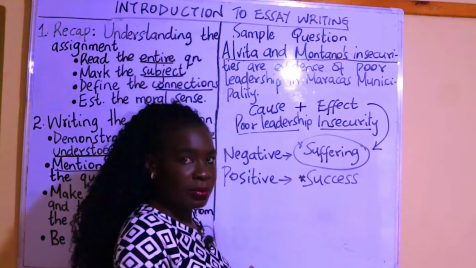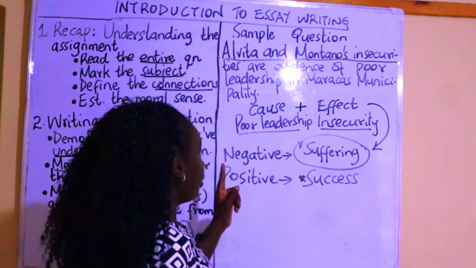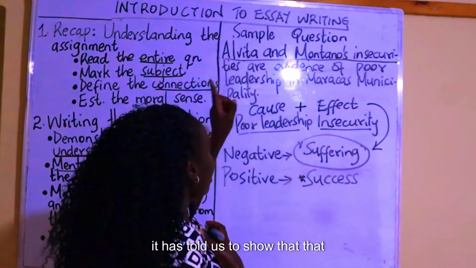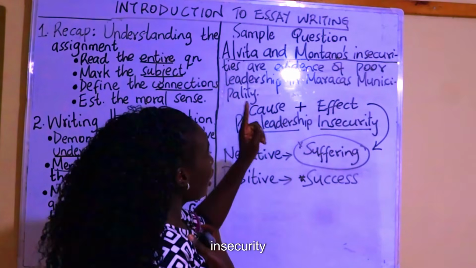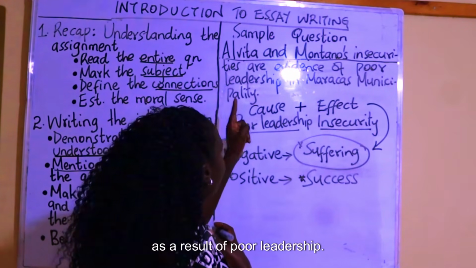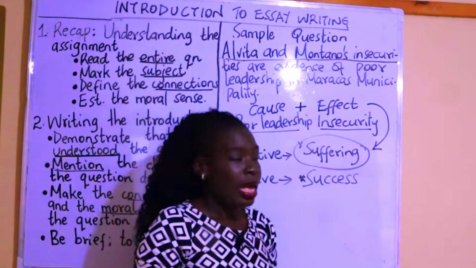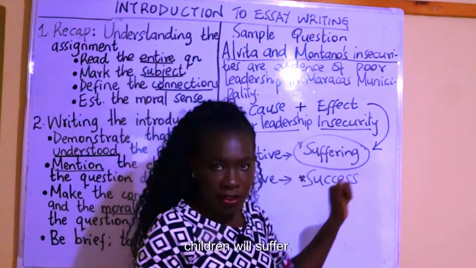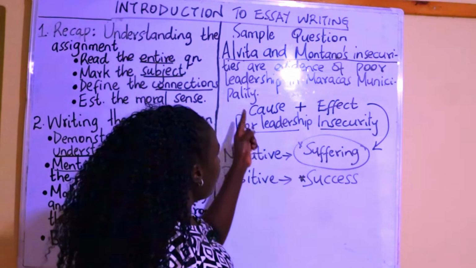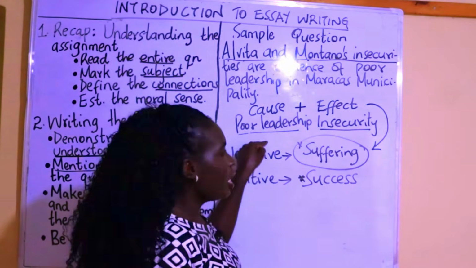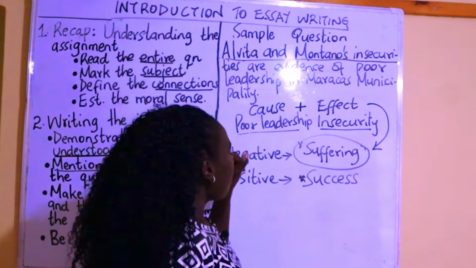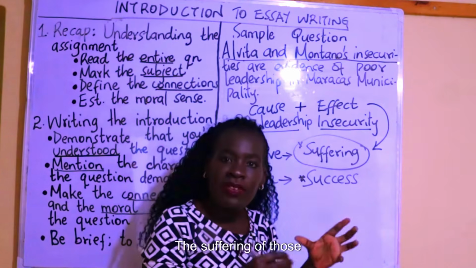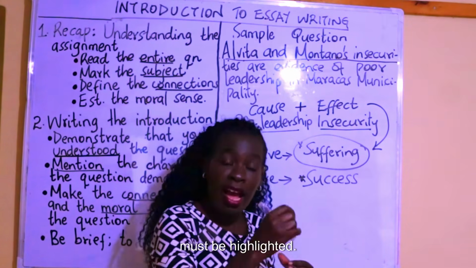Let me come again on this. The question has told us to talk about Alvita and Montano's insecurities. Then it has told us to show that that insecurity is as a result of poor leadership. Because the leaders are bad and they are causing harm to the children, then the children will suffer. So all questions that have somebody doing something wrong, something bad to others, must be discussed to the point where the others suffer. The suffering of those others must be highlighted.